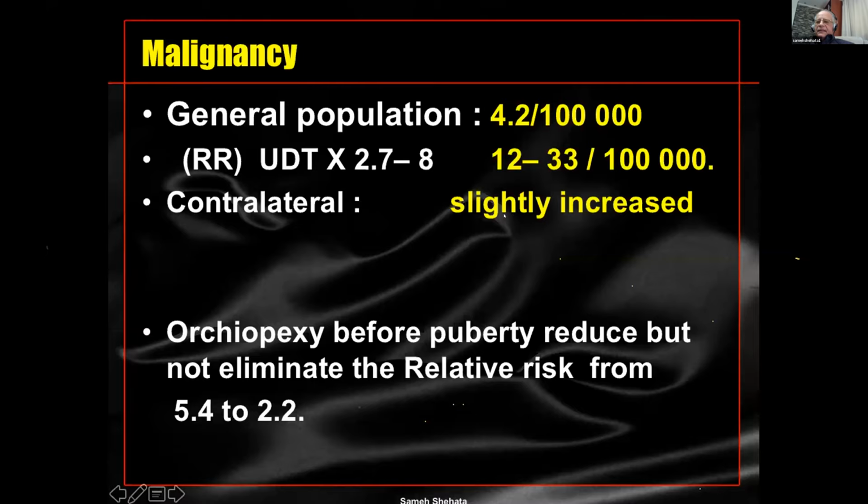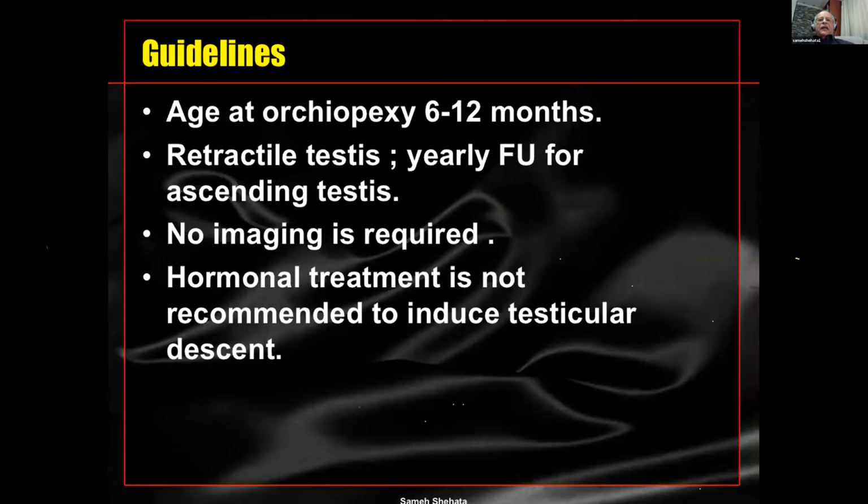What orchiopexy does for this risk ratio, it reduces but does not eliminate the risk, reduced from 5.4 to 2.2. So orchiopexy before puberty, this is how it is measured for malignancy, it reduces from 5.4 to 2.2. So let's look at the summary of the guidelines at the end.